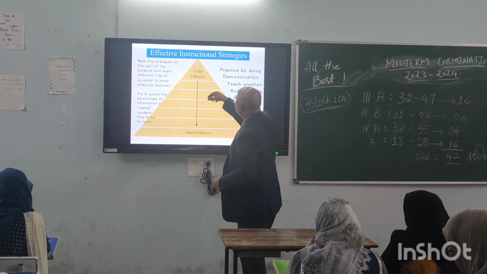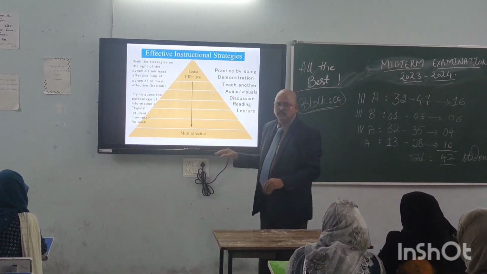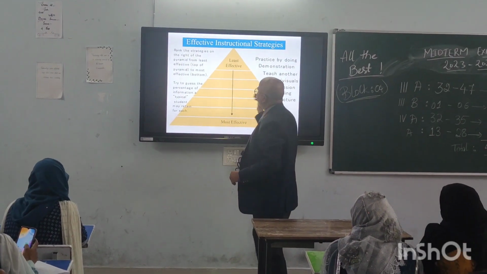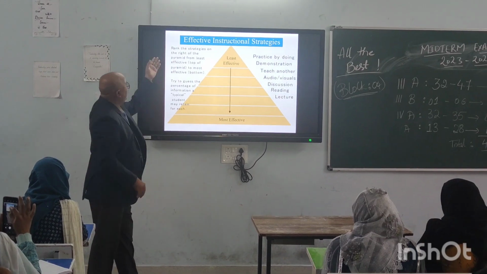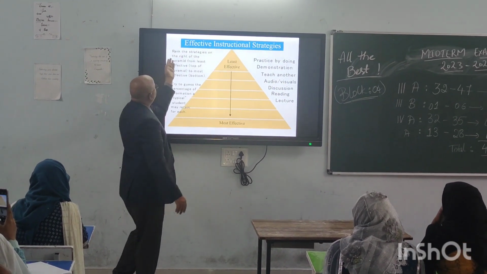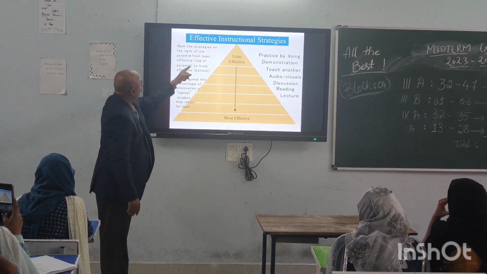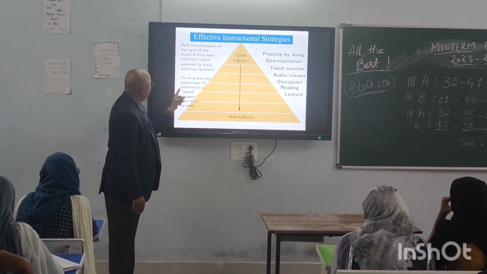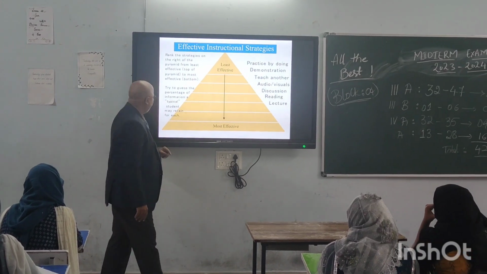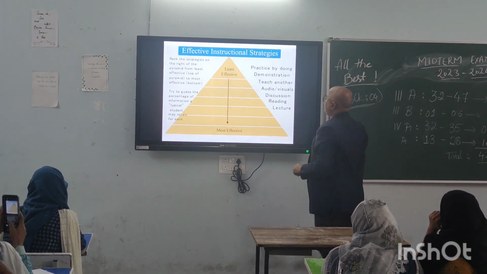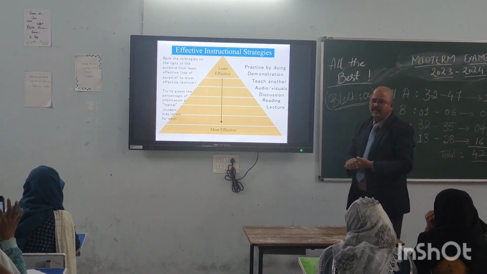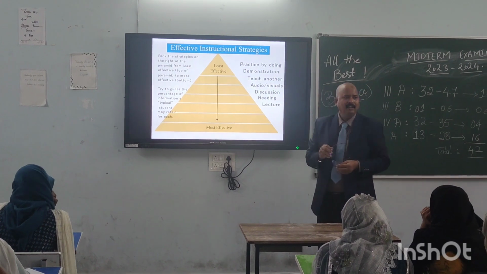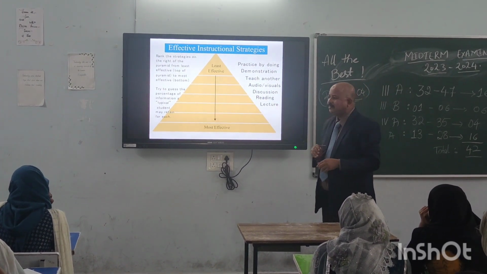Now see here, this is the least effective, most effective. A classroom, 30 students are here and you are teaching. Rank the strategies on the right part of the pyramid, from the least effective at the top to the most effective at the bottom. Try to guess the percentage of information a typical student may retain for each. What is done here? These are practice by doing. Nowadays we are using practice by doing.